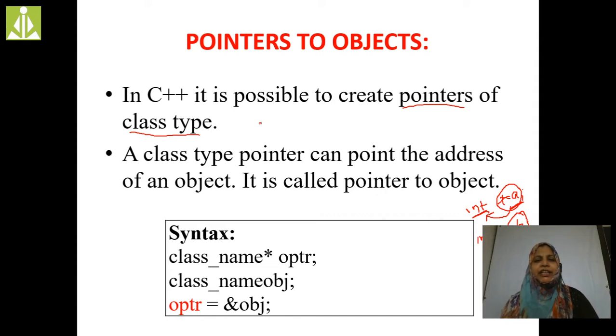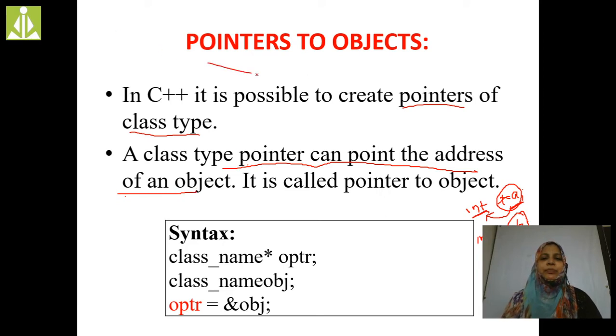Now here I am creating a pointer to that particular class. What does it mean? Indirectly it is pointing to the address of that particular object. A class type pointer can point to the address of the object. Then it is known as a pointer to object, right?